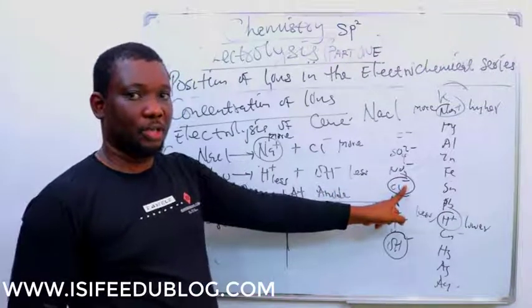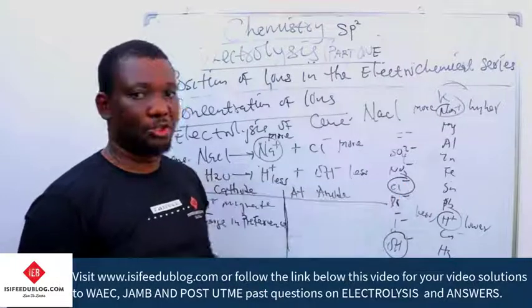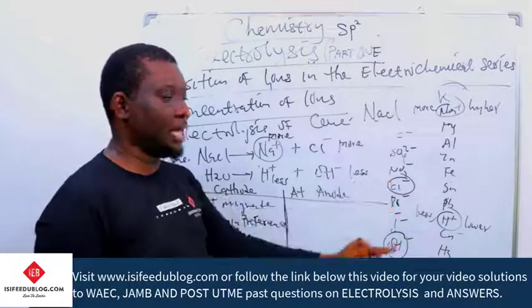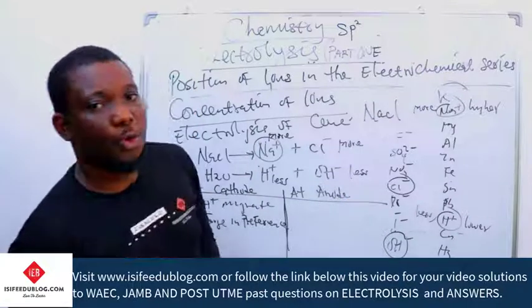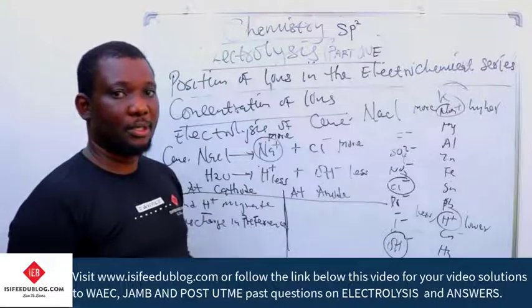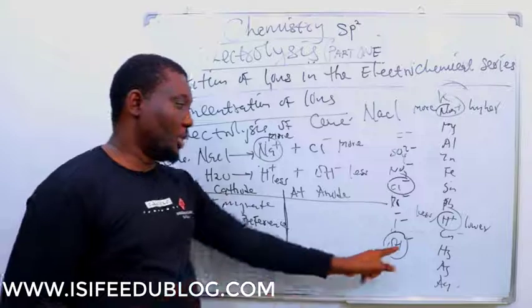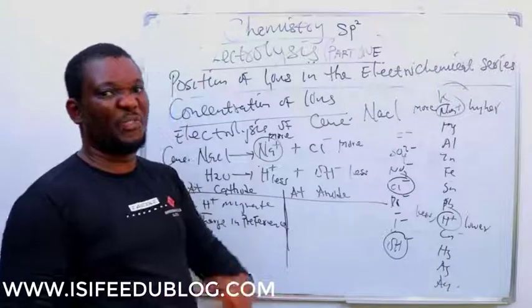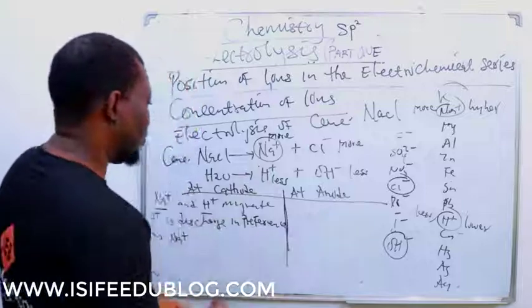No competition. In fact, the discharge of chlorine is based on concentration and closeness. The two ions are close, so concentration will now overtake position of the ions. So that is why in this electrolysis, even though OH- is lower in the series, for the fact that Cl- is more concentrated than OH-, chlorine is discharged.